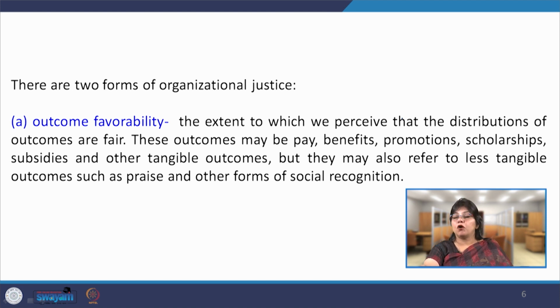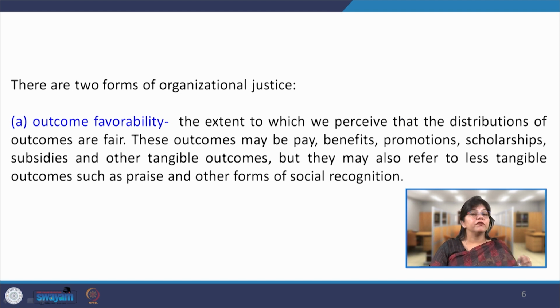These outcomes may be in the form of pay, benefits, bonus, promotions, scholarships, subsidies and other tangible outcomes. Tangible outcomes are anything which can be easily perceived as what you have received while contributing or inputting something to the task. This is outcome favorability. For instance, it can be a bonus: if you finish a particular amount of work in a particular period of time, then maybe your bonus will be increased. Now, if that increased bonus is not given to the person, then the outcome favorability is very low, or there is unfavorability, because it is not in proportion to an individual's input.